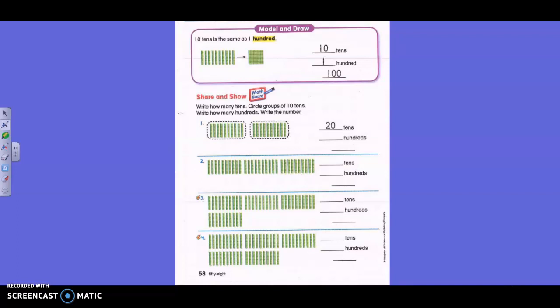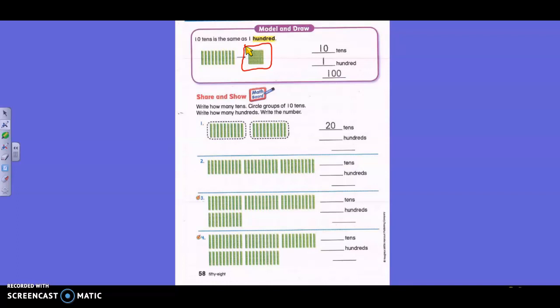Guys, 10 tens is the same as 1 hundred. So look at your picture right here. There are 10 tens, right? When you put those 10 tens together, you squish them together, it looks like this big thing right here, which is a 100. 10 tens is 1 hundred.